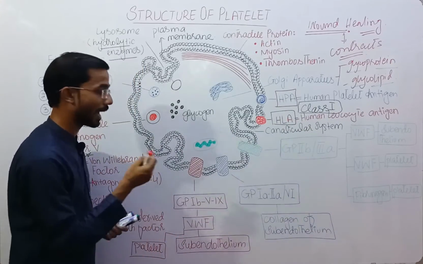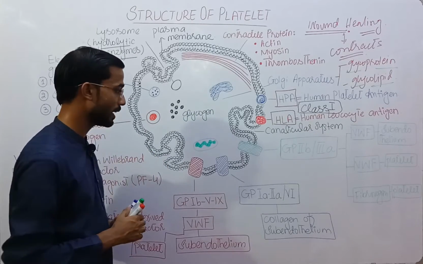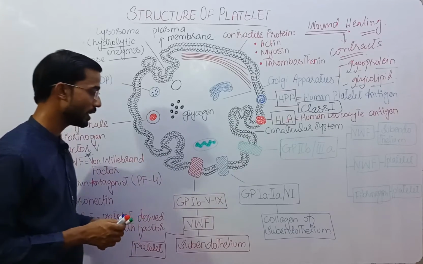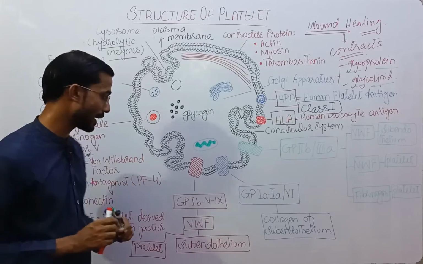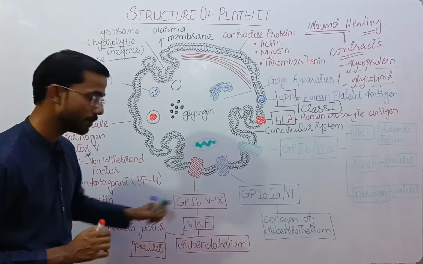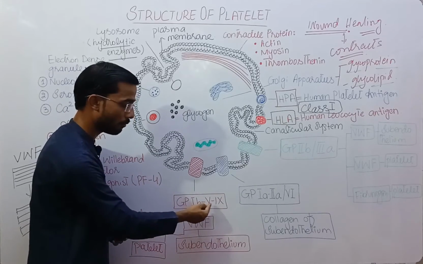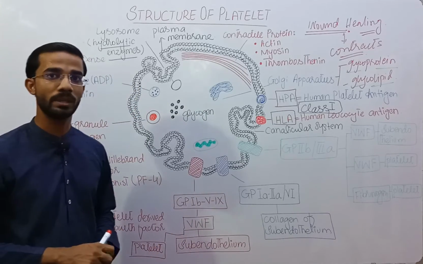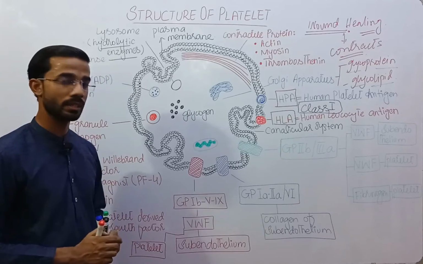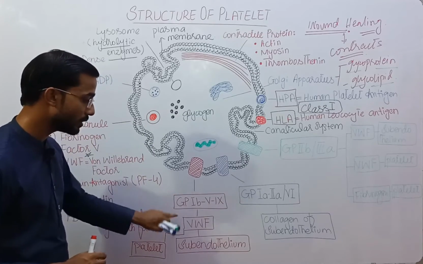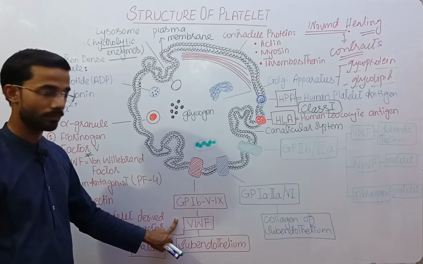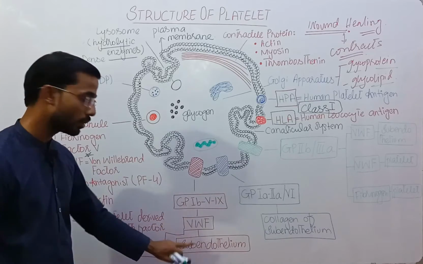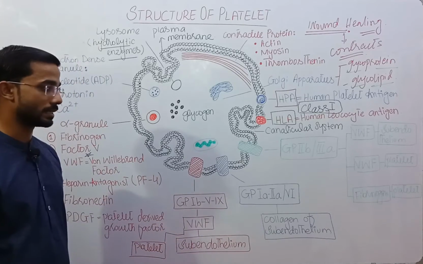Next is the glycoprotein. Glycoprotein is very important, and three basic glycoproteins are present on the plasma membrane. First one is a glycoprotein complex, which is called GPIb, Ib, 5 and 9. This is present on the plasma membrane of the platelet. What is the function of it? It actually binds with the von Willebrand factor and then attaches to the subendothelium, either to the subendothelium or to platelets.